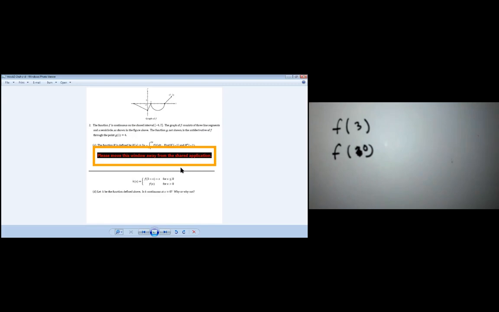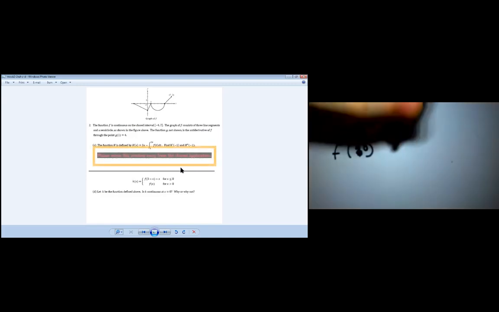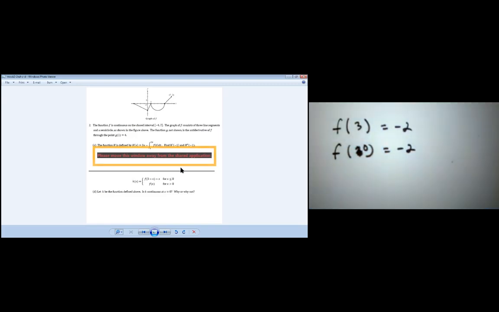All right, so what is f of 3? F of 3, 1, 2, 3 is negative 2. And f of 0 is also negative 2, right? All right, so those are going to match. That's negative 2. That's negative 2.